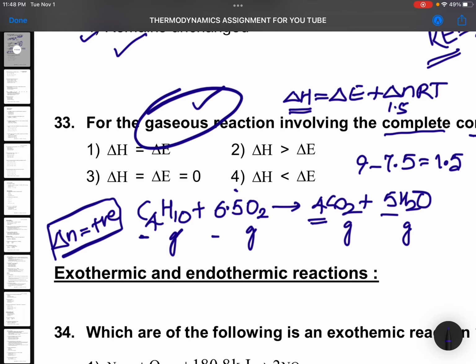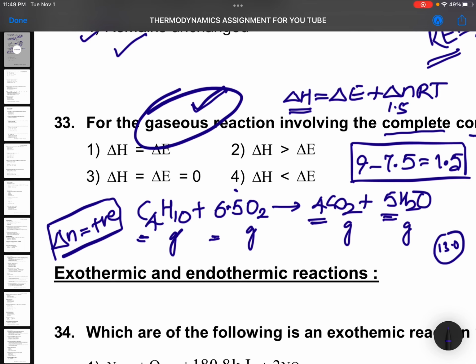The number of moles on this side is 9 and on this side is 7.5, sorry. So the change in moles is positive, 9 minus 7.5. In a gaseous phase reaction you take all gases. So 4 plus 5, and this is 6.5 and 1. Now balance it, you can check: 4 times 2 is 8 plus 5, 13 oxygens on this side. And on this side 6 O2 means 12, 6.5 O2 means 13. So 13 oxygens, everything is balanced.